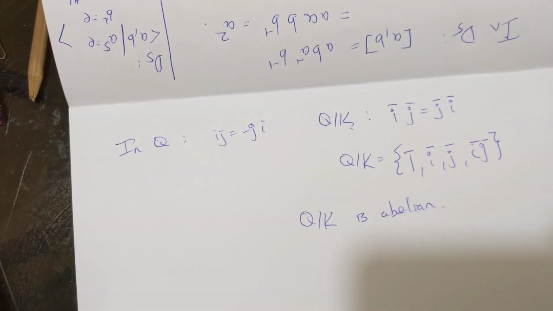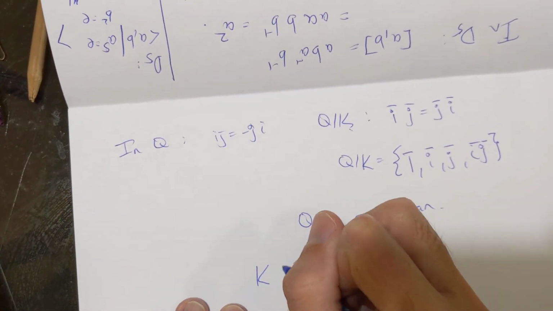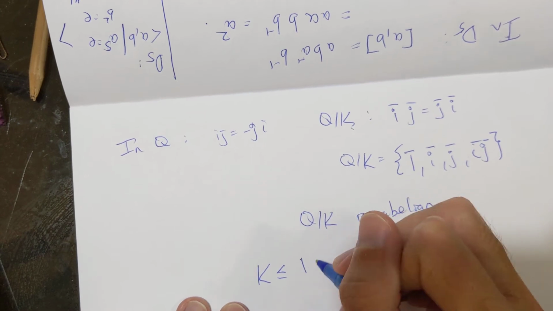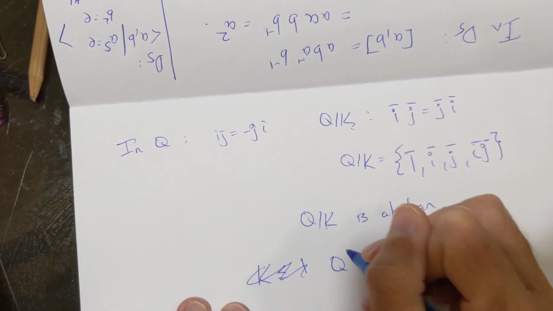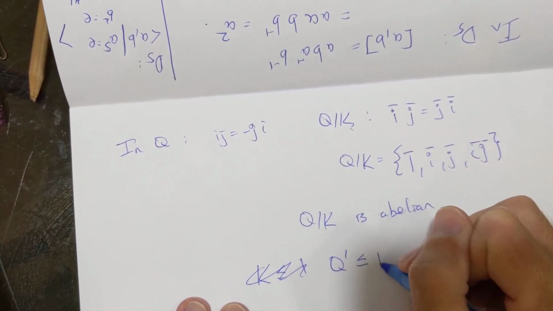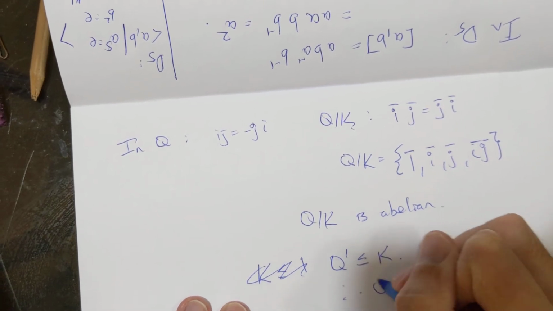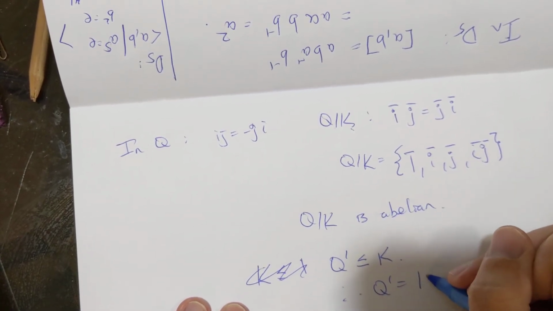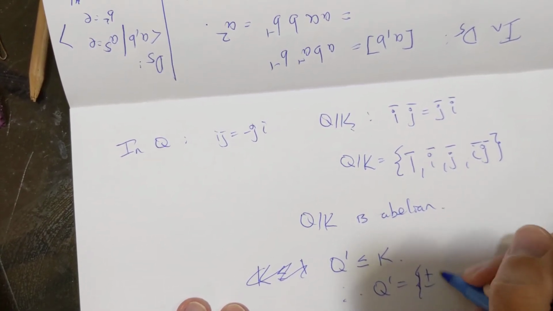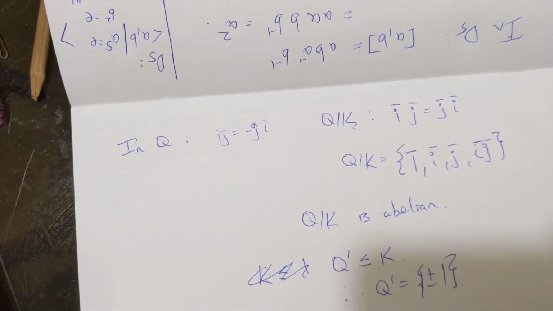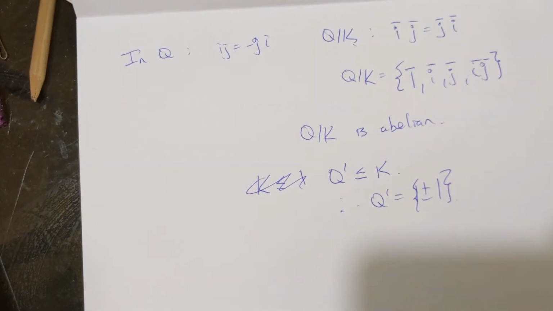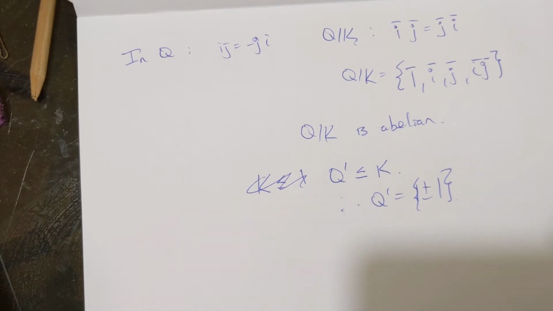So therefore the commutator subgroup is contained in K, and then therefore the commutator subgroup equals plus or minus 1. Okay, so that's the end of question 1.